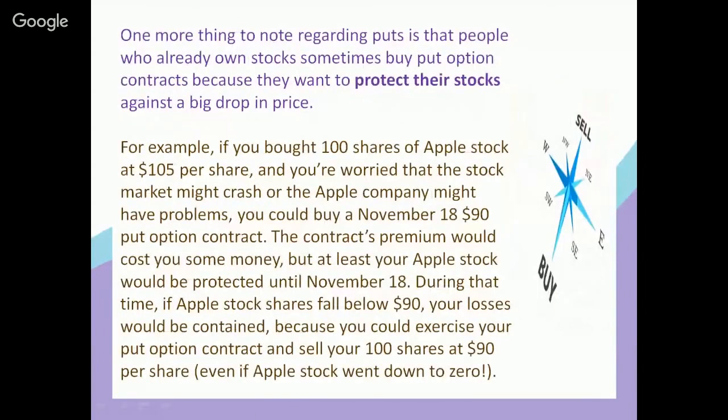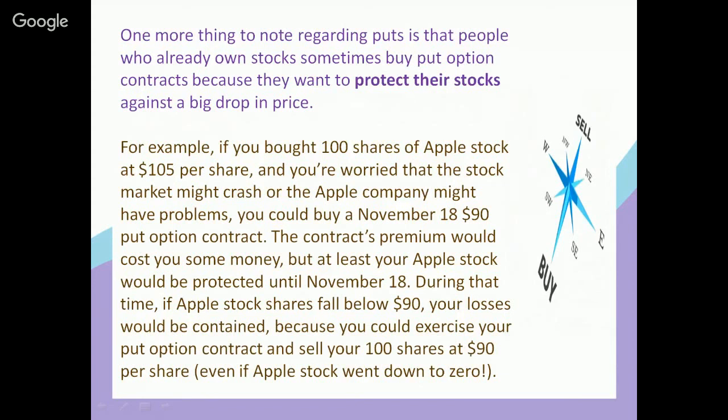One more thing to note regarding put options is that people who already own stocks sometimes buy put option contracts because they want to protect their stocks against a big drop in price. It's almost like an insurance contract. For example, we'll go back to the Apple example. If you bought 100 shares of Apple stock at $105 per share, and you're worried that the stock market might crash or that the Apple company might have problems, like a bad earnings report or whatever, here's what you could do.